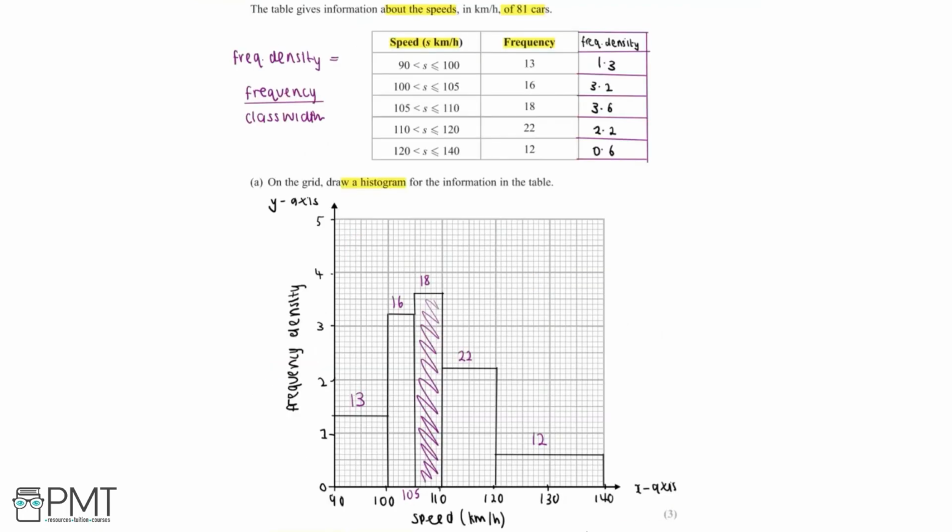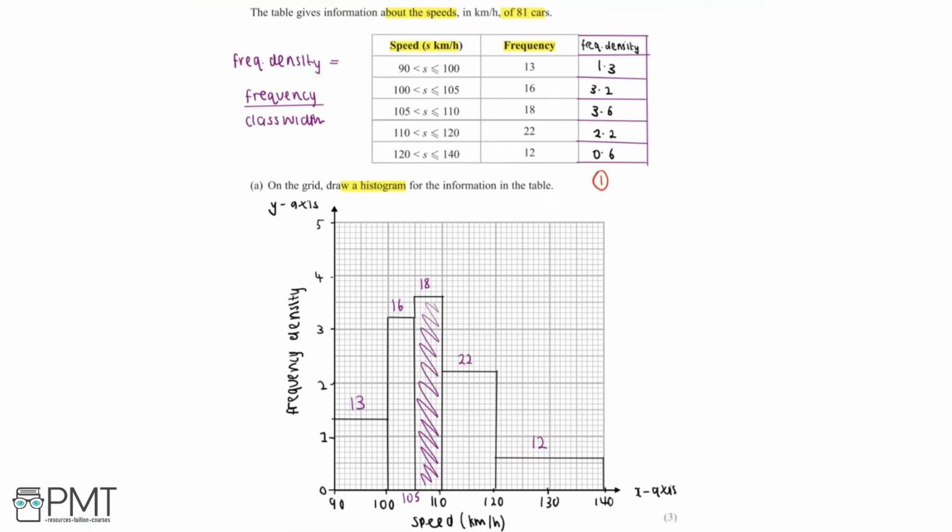Now this question is worth 5 marks, so let's take a look at where these marks are allocated. In part A, we get 1 mark for finding the correct frequency densities of the values in our table. We get the second mark for all of the bars in our histogram having the correct proportions. And we get the third mark in part A for having a fully correct histogram with the axes scaled and labelled.